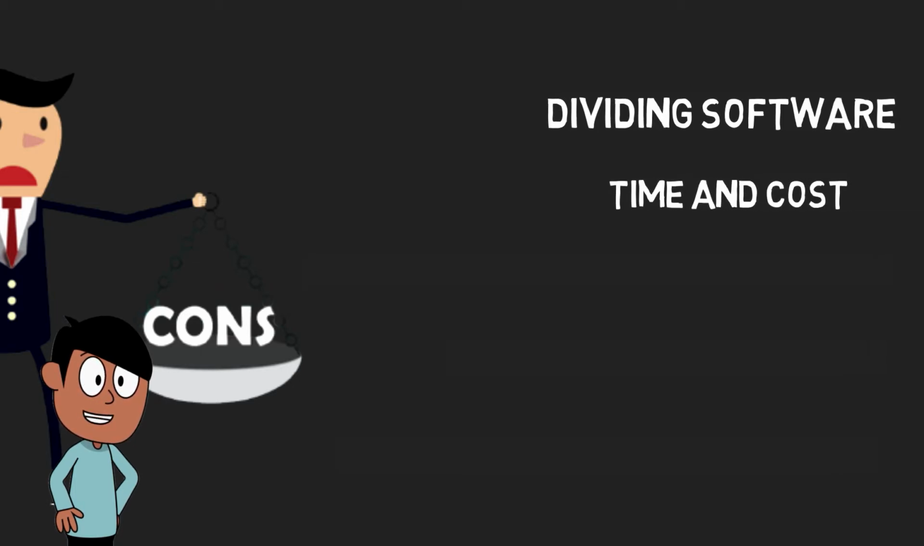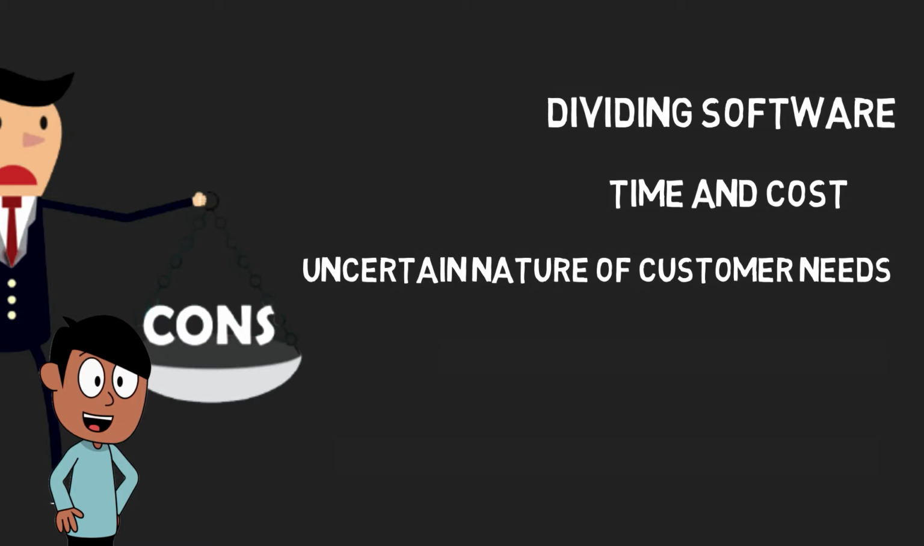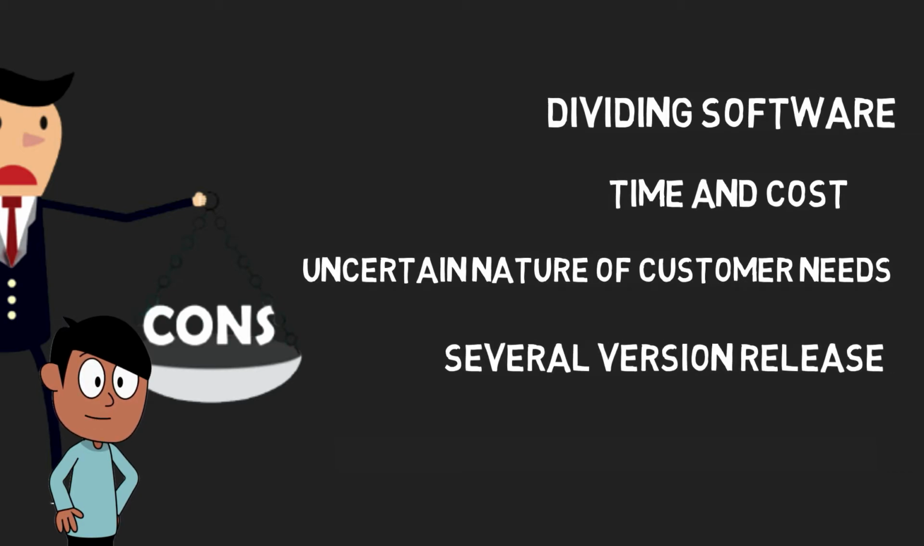Time and cost. Although this model reduces time and cost, if the requirements are not gathered correctly, it will subsequently increase time, cost, and effort. Uncertain nature of customer needs. A confused user has uncertainty over his requirements, so giving him several versions may change his requirements rapidly. Several version releases. The developer has to make each version stable, which increases their effort.